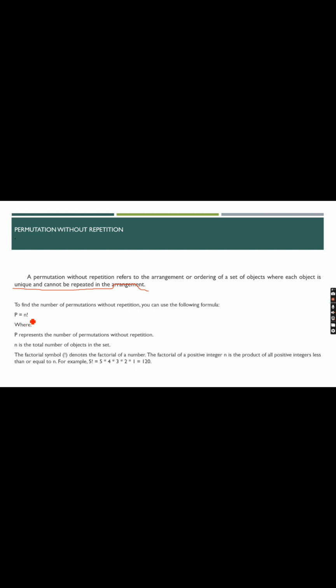P equals n factorial, where P represents the number of permutations without repetition and n is the total number of objects in the set. The factorial symbol denotes the factorial of a number. The factorial of a positive integer n is the product of all positive integers less than or equal to n. For example, 5 factorial equals 5 times 4 times 3 times 2 times 1 equals 120. Let's move on to the example.